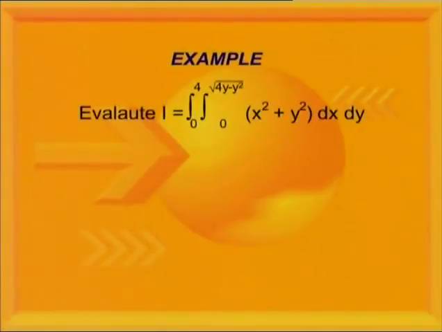Here in this example, evaluate the integral of x square plus y square with respect to x and with respect to y, between the limits x is equal to 0 to x is equal to square root of 4 minus y square, and limits for y are y is equal to 0 to 4.